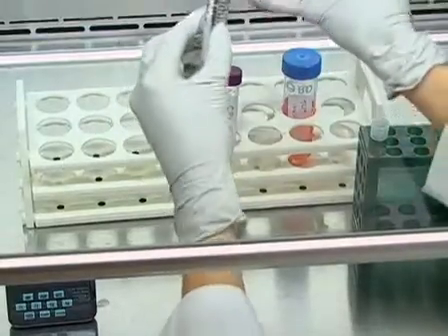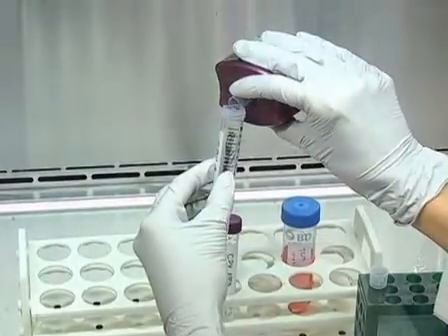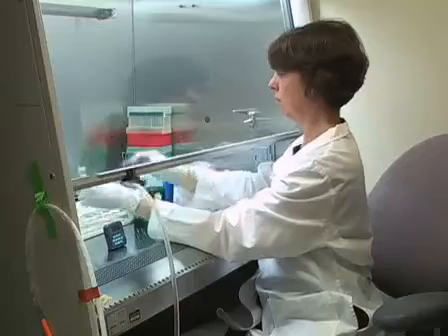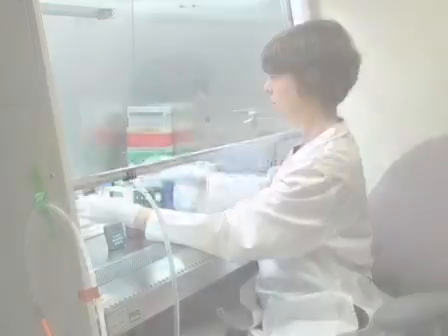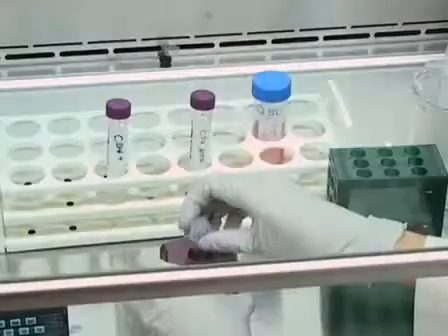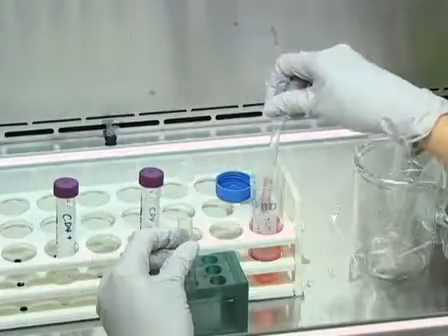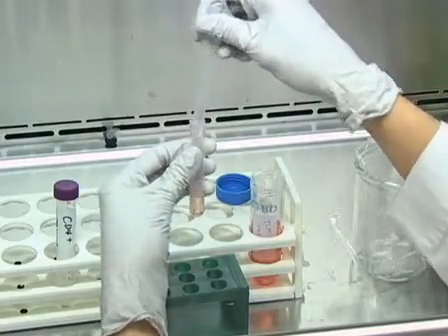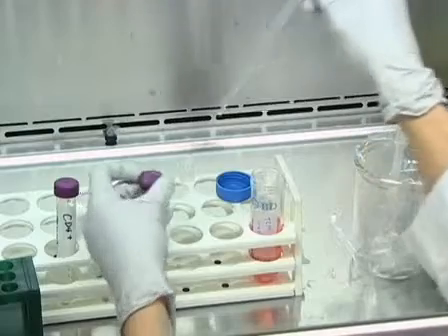Carefully decant the CD4 positive T cell fraction into a marked 15 ml tube by inverting the magnet and emptying all but the last drop. Add another 2 milliliters of running buffer to the 5 milliliter tube and remove from the magnet. Gently rinse the CD4 negative cells off the sides of the tube and transfer to a marked 15 ml tube.